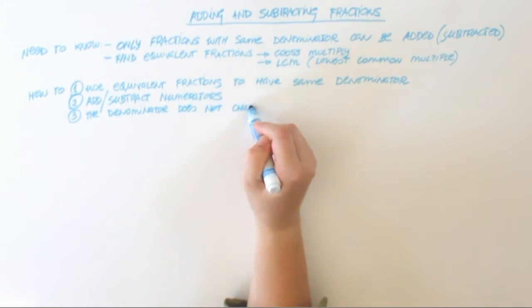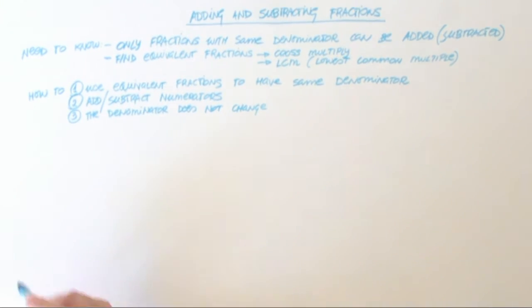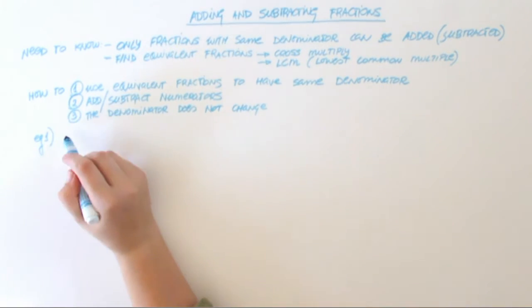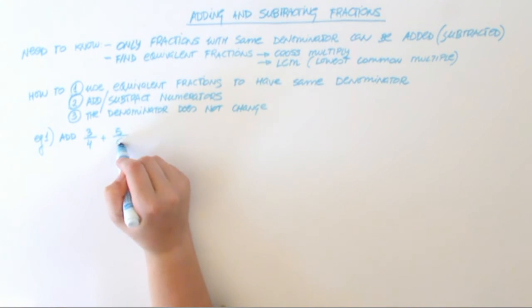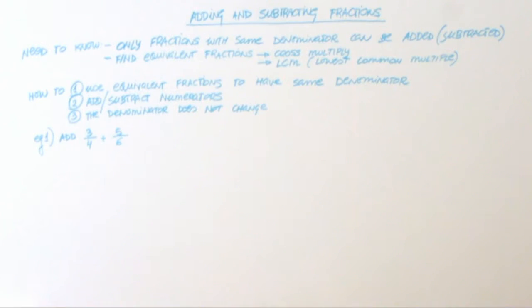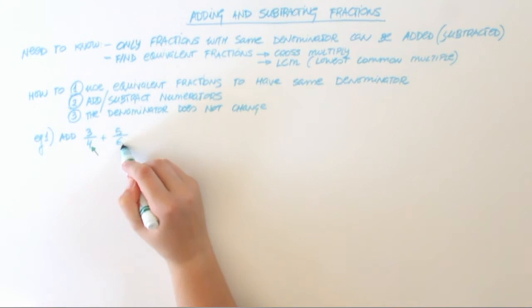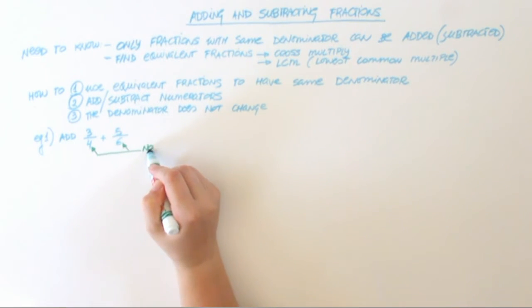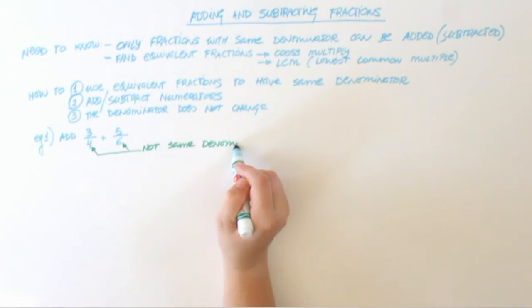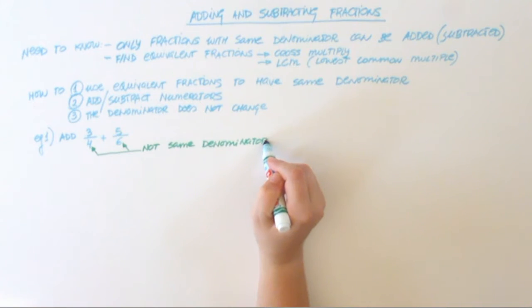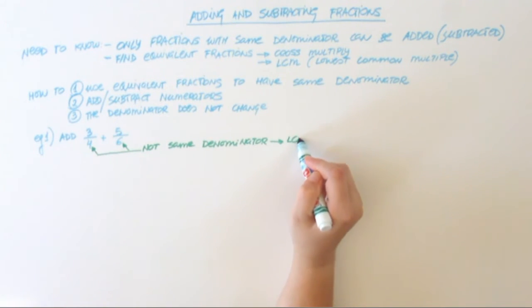Let's see that in an example for addition. They ask me to add 3/4 plus 5/6. So the very first mental check I do, I see a 4 and a 6 in the denominators, not the same one, which means I'm going to have to find equivalent fractions. In our case, we're going to do it using the lowest common multiple.